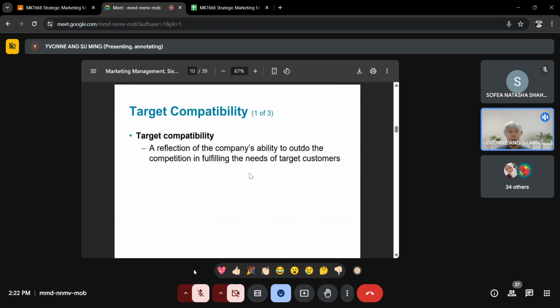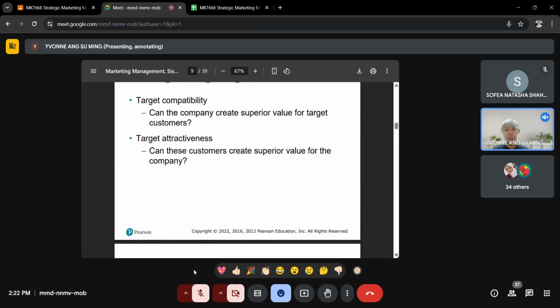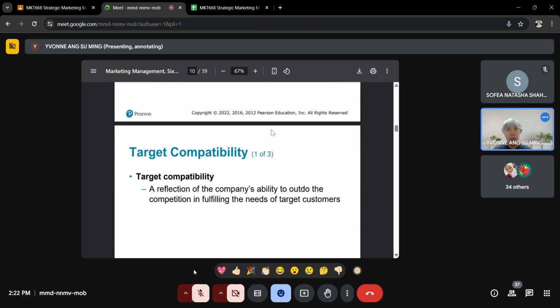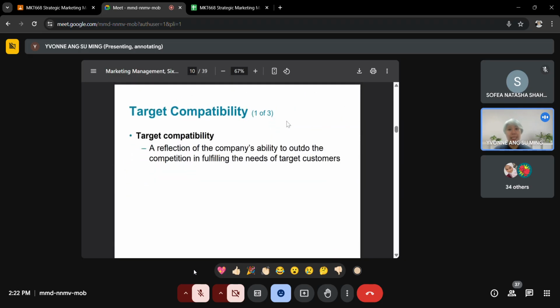Okay, so here when we look at target compatibility, of course, what we're trying to do, as you can see here, is that we're trying to create superior value for target consumers. So we're going after the consumers that we can actually cater for. Okay, now one more reflection that the company has to do is that this particular company or my company has to be able to outdo the competition.